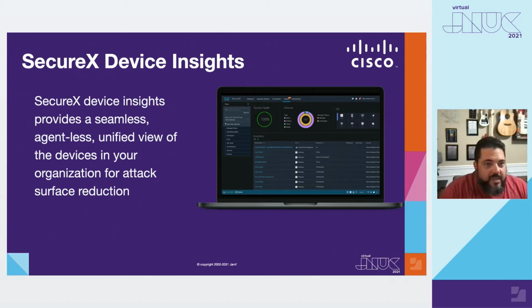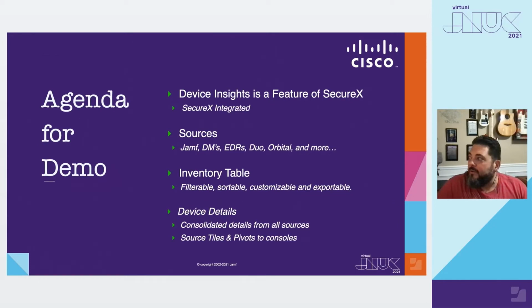The latest feature is something called Device Insights, and the best way to explain what that is really is to show you in a demo. So in that demo, we're going to look at how Device Insights is part of and integrated deeply into SecureX itself, show you how we're bringing together information from lots of different sources, including Jamf, look at the inventory table and sort and filter in it, and start to look at the types of details that you are able to use.